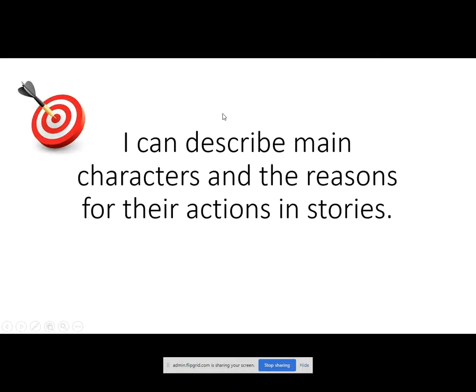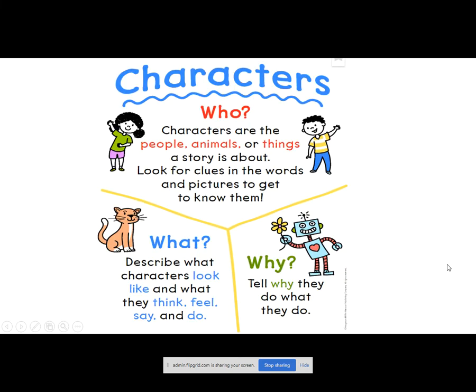Hello, kids. Today we will be rereading Interrupting Chicken, but today we're going to just focus on the characters in the story. Our learning target, you can read it with me. I can describe main characters and the reasons for their actions in stories. Let's take a look at our anchor chart on characters.